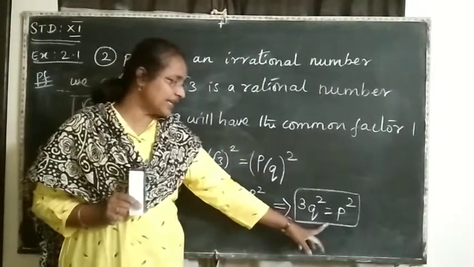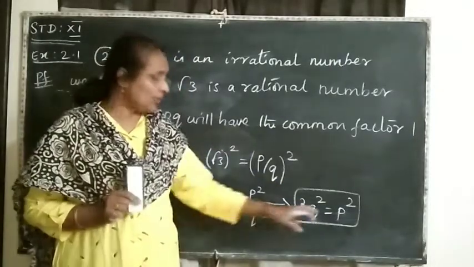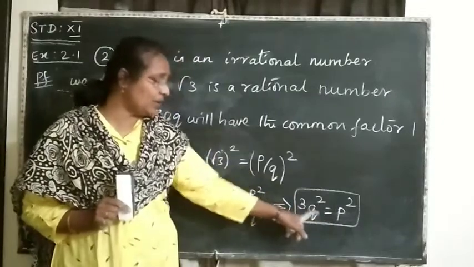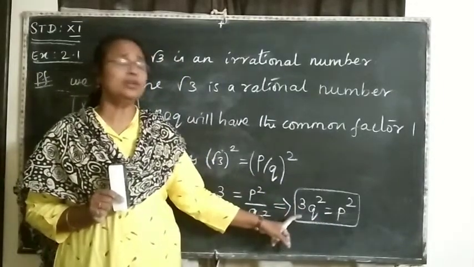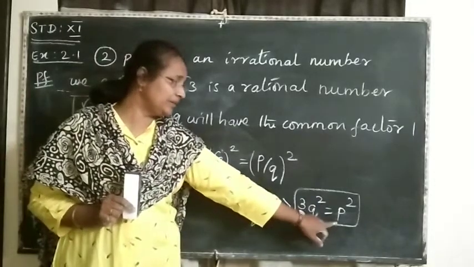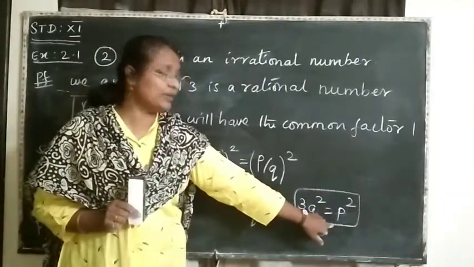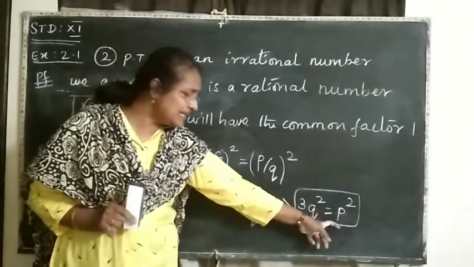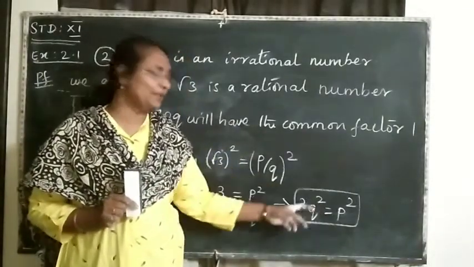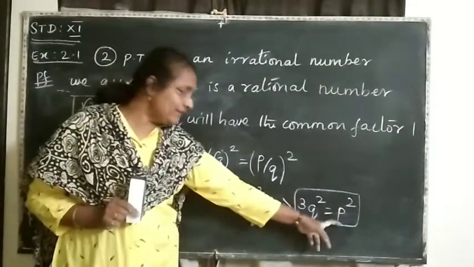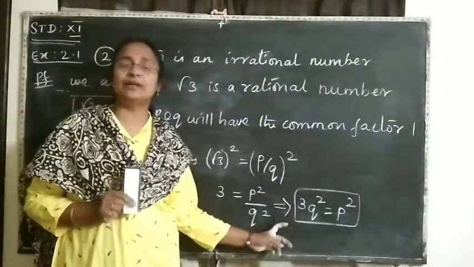3q squared is equal to p squared. What does it mean? This p squared is a multiple of 3, isn't it? 3 times q squared. That means the value we get for p squared will be a multiple of 3. Now if p squared is a multiple of 3, then automatically we can say p will also be a multiple of 3.